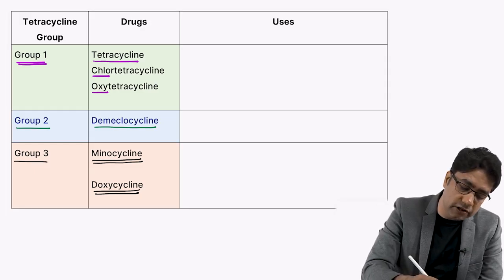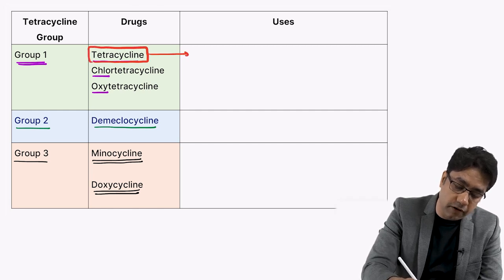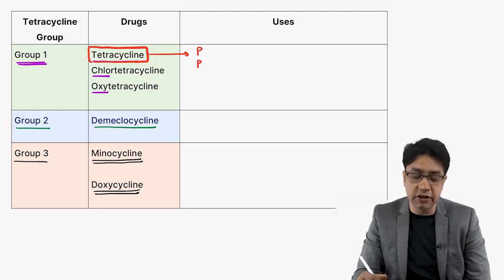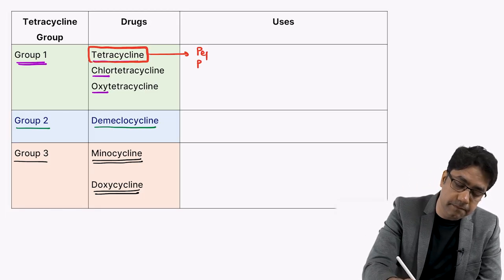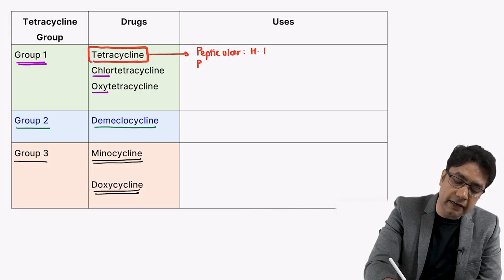Let's talk about the first drug, tetracycline. Remember 2Ps where it is used, 1P, second P. First, it is used in peptic ulcer. And we know which bacteria causes peptic ulcer? Helicobacter pylori.